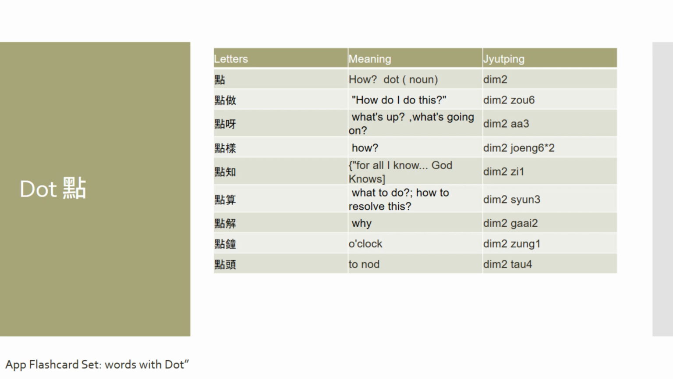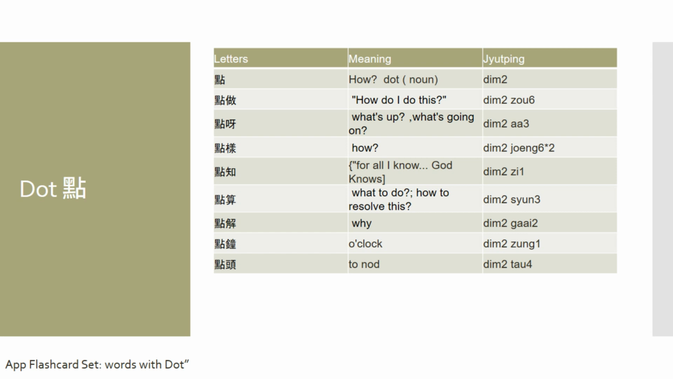Now, another way to say how, instead of dim or dima, you can say dim yang. If you want to say for all I know or God knows in Cantonese, then you will say dim ji. If you want to say what to do or how to resolve this in Cantonese, then you will say dim xun. And if you want to say why in Cantonese, it is dim gai.